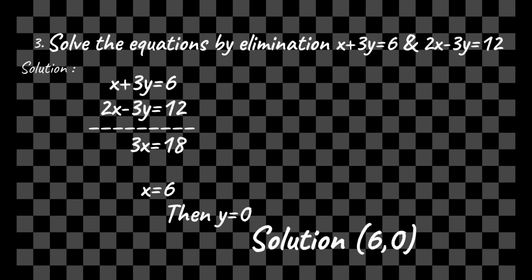Now step 2, add or subtract the equations. So by adding both the equations, we get 3x equal to 18. And by step 3, by simplifying the equation for x, we get x equal to 6. And by step 4, substituting the value of x in equation 1 or 2, we get the value of the y coordinate as 0. So the solution for the pair of linear equations is 6, 0.